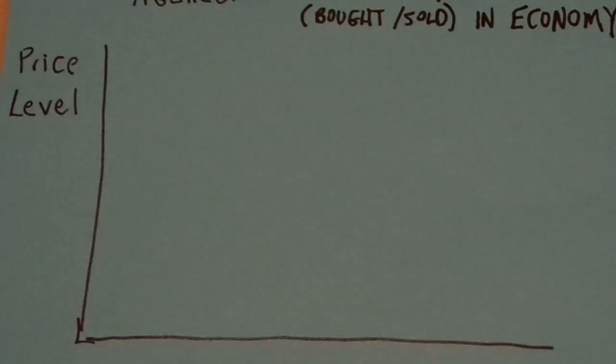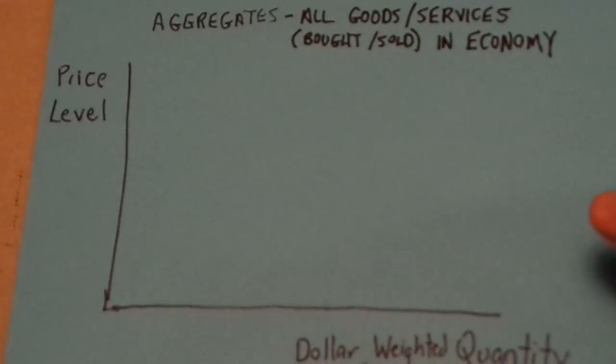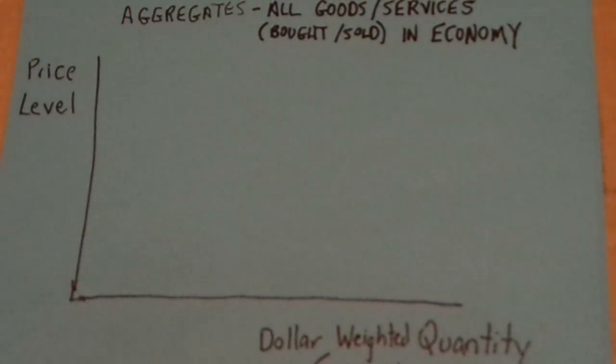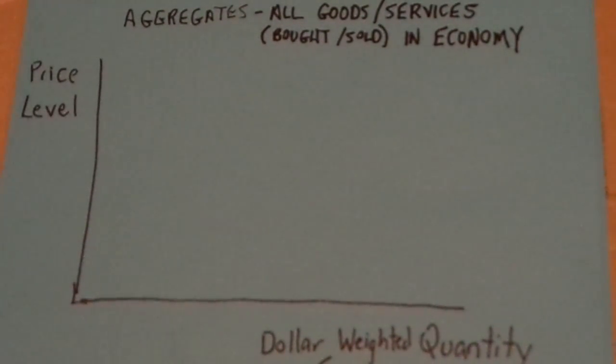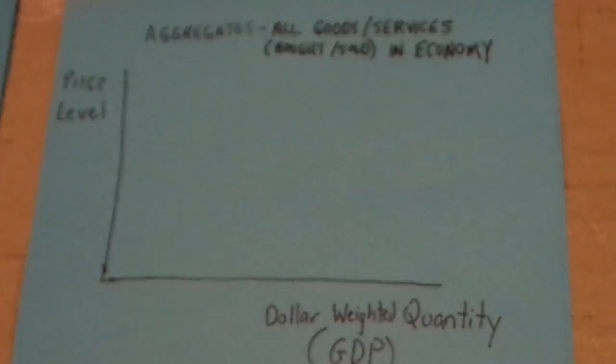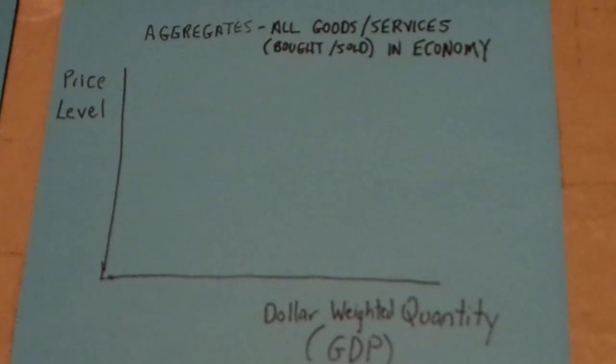We are recapping aggregate demand and aggregate supply. First, let us remember that when we're talking about aggregates, like aggregate demand and aggregate supply, we're talking about all goods and services sold within an economy.